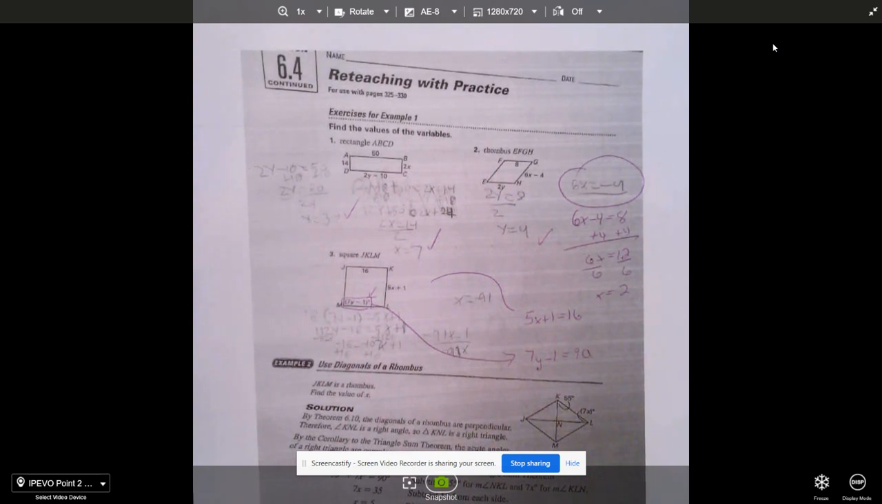There is a quiz on section 6.2 or 3, I can't quite remember. I'll take a look at it and I will email that quiz to you. If you could complete that and email it back to me, that would be great.